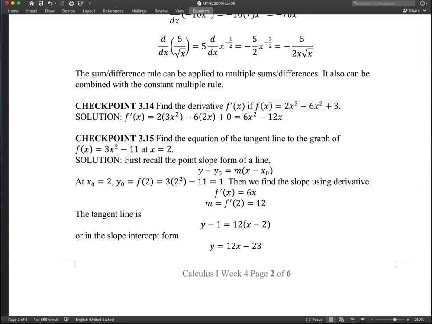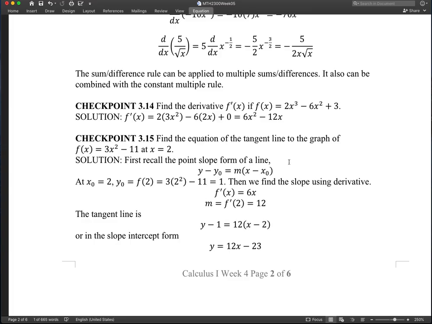But keep in mind that those individual power functions cannot be in the denominator or inside the radical notation, okay? The rules apply only to sums, differences, and constant multiples. So accordingly, we get a derivative here. It is 2 times 3x squared, 6 times 2x, plus the derivative of this 3. Remember, the derivative of a constant is 0. So this is the derivative I get.